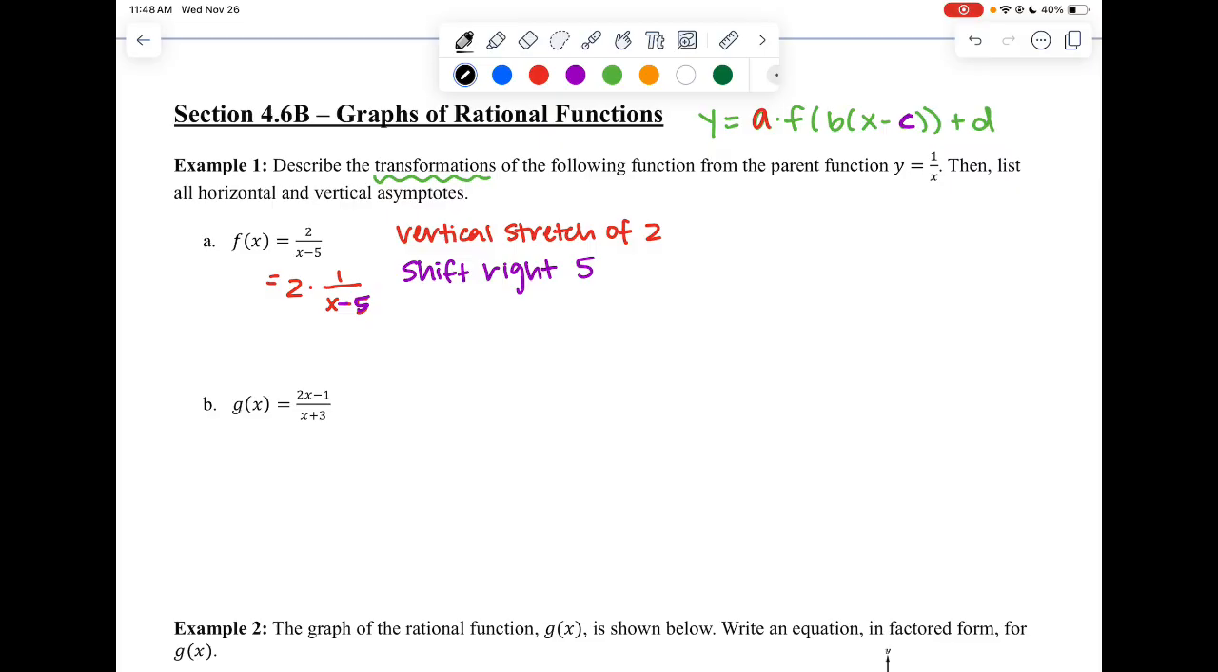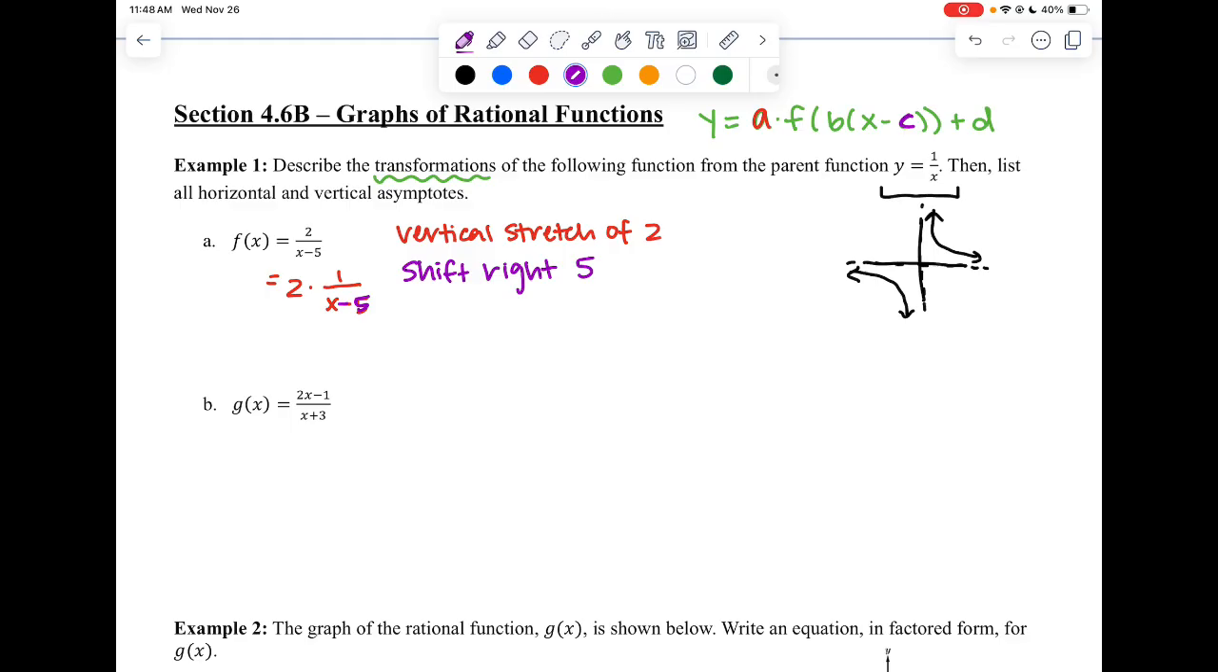What I'm thinking about is, based on these different transformations, how is that affecting my parent function graph? As a reminder, our parent function graph 1 over x will look something like this. I'm going to have a vertical asymptote at 0 and a horizontal asymptote at 0 as well. So if I'm vertically stretching by 2, all that means is that my y values are just getting stretched by that factor of 2.